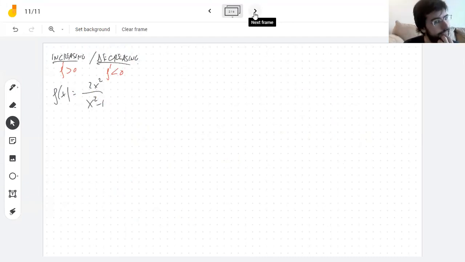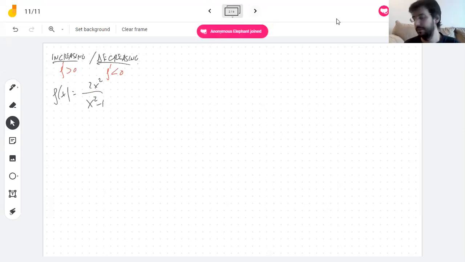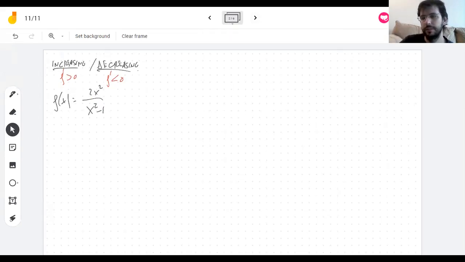What should I do? I can think of three things. Quotient rule. That's one thing. I could also have used the chain rule, since this is a function where I plugged in x squared, and turned it into an easier quotient rule.